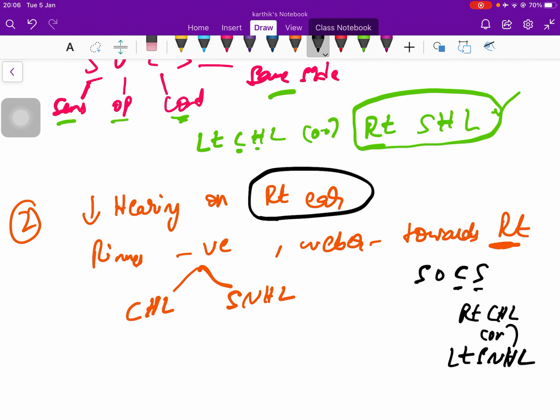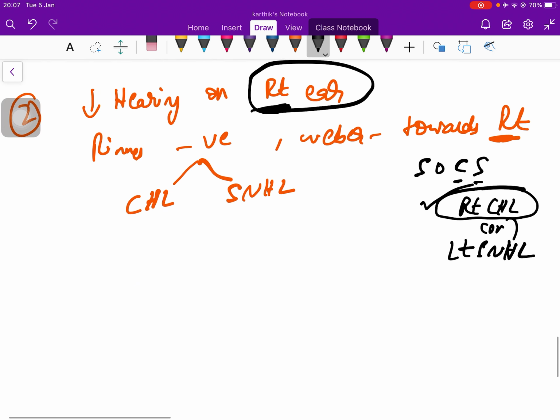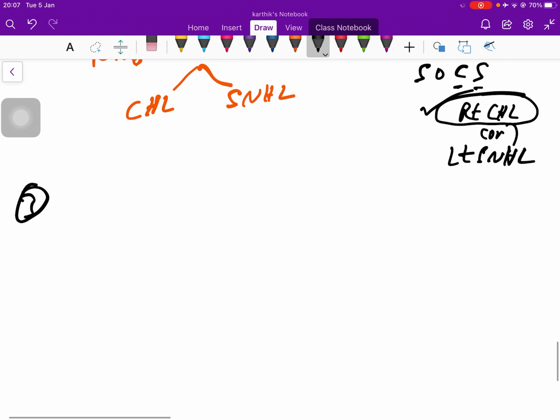The patient has a problem in the right ear here. So what could be the answer? The patient has a problem in the right ear, so the answer is right conductive hearing loss. Okay. That's how you should interpret the tuning fork test.